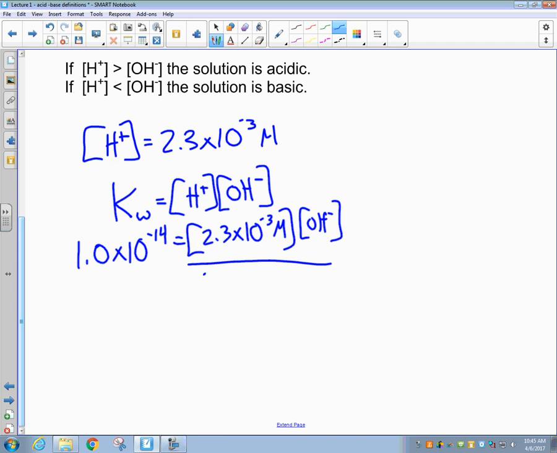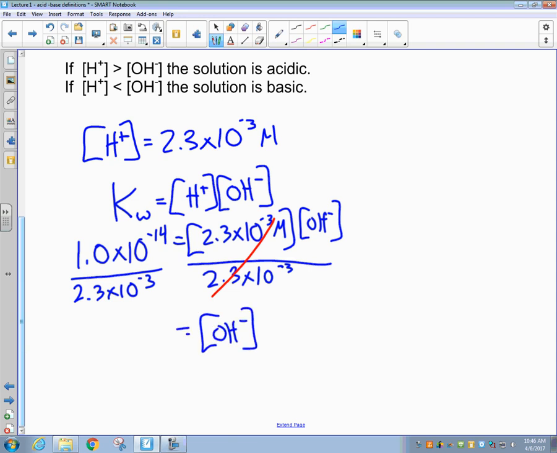So go ahead, divide both sides by 2.3 times 10 to the minus 3rd. This side cancels out, which means we're left with just OH over here, and we go ahead and solve for the other. And I get 4.3 times 10 to the minus 12th molar as my hydroxide ion concentration.